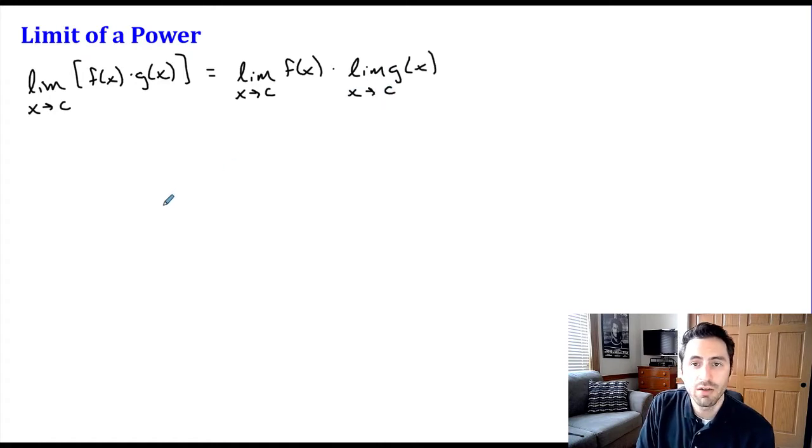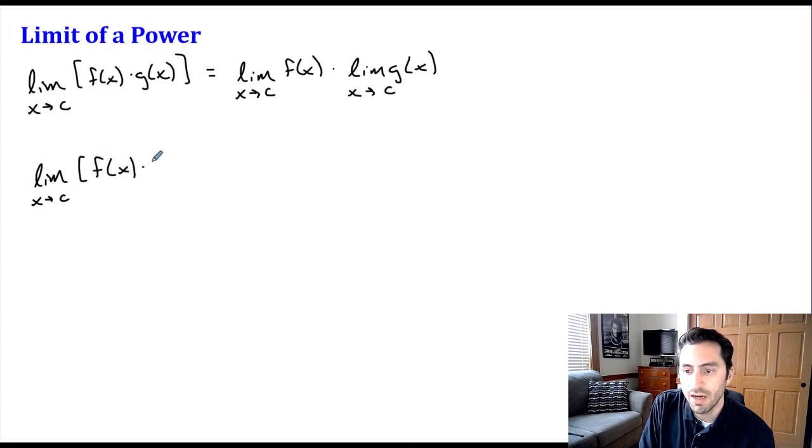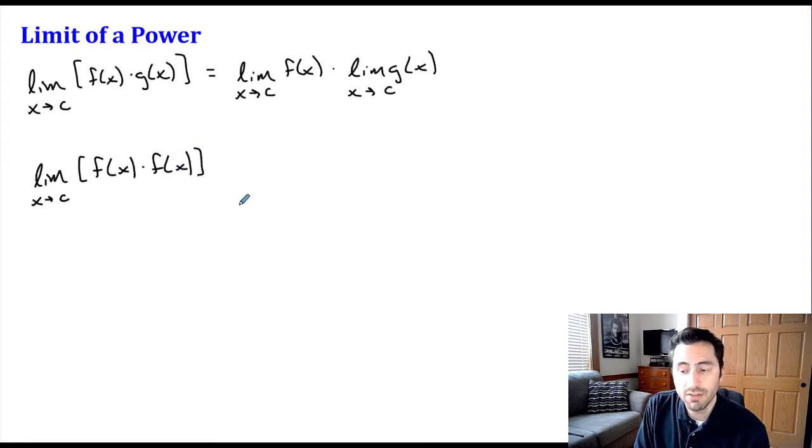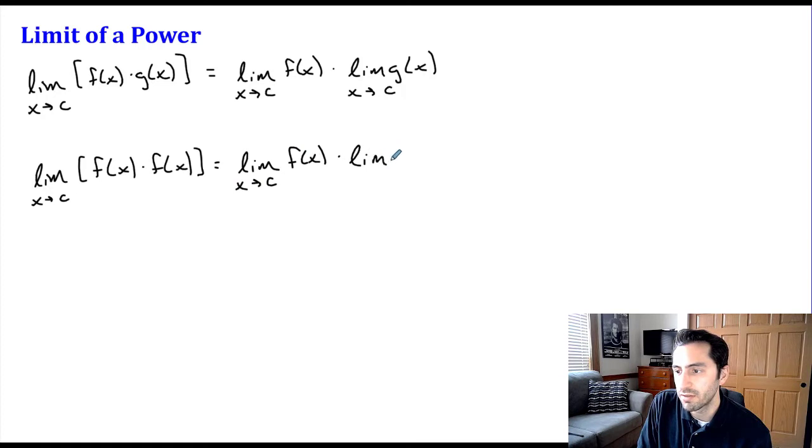Now I want to consider something a little bit different. So what if instead of two different functions, what if it was the same function? So what if we had the limit as x approaches c of f of x times f of x? I could still use my property to separate this into the limit of each one individually. So the limit of f of x times the limit of f of x.